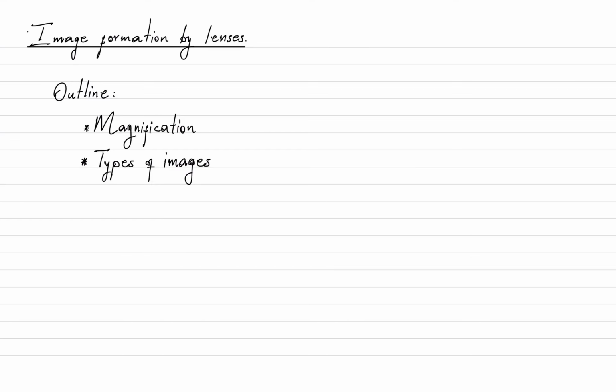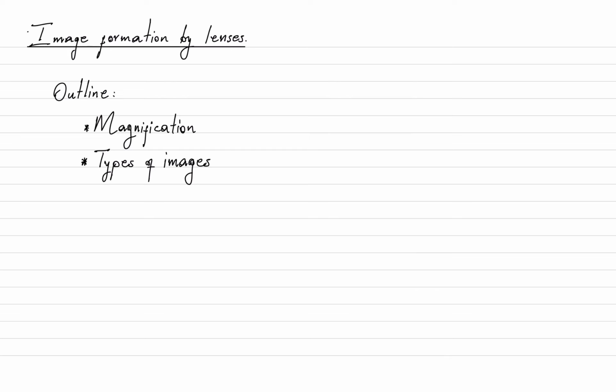Welcome. In this video, we continue our discussion of image formation by lenses. We are primarily interested in two subjects. The first one is magnification, and the second one is going to be related to the different types of images formed by different lenses in different contexts. And maybe just to prime us, the idea of magnification is related to the size of the image formed by a lens relative to the size of the object.